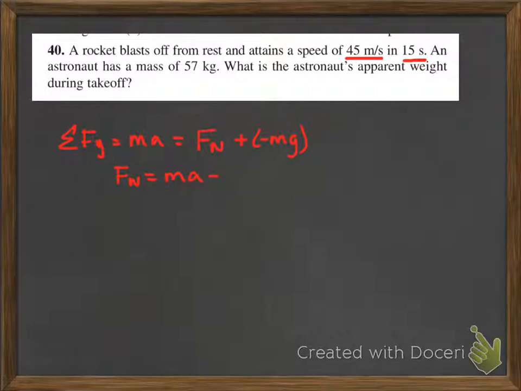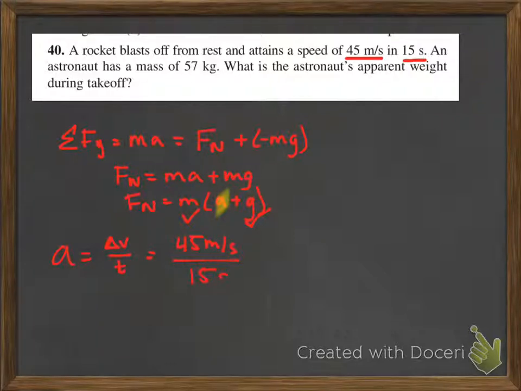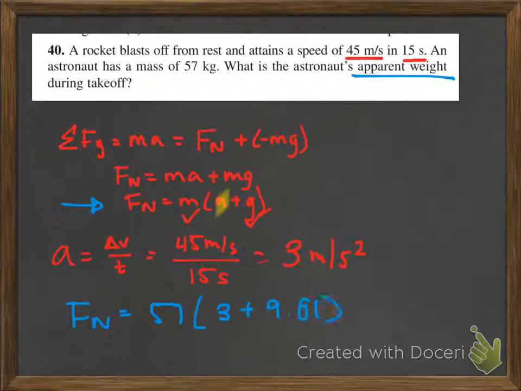So because of this, we know that ma plus mg will equal the normal force, and here I just took out the m, and we know the mass and the g. We just need to find acceleration, but we know how to do that because acceleration is just change in velocity over time, and we know the velocity and we know the time. So here I just did the acceleration, and then you add that to the g, and then multiply it by the m, and that will give you the normal force of 730 newtons.